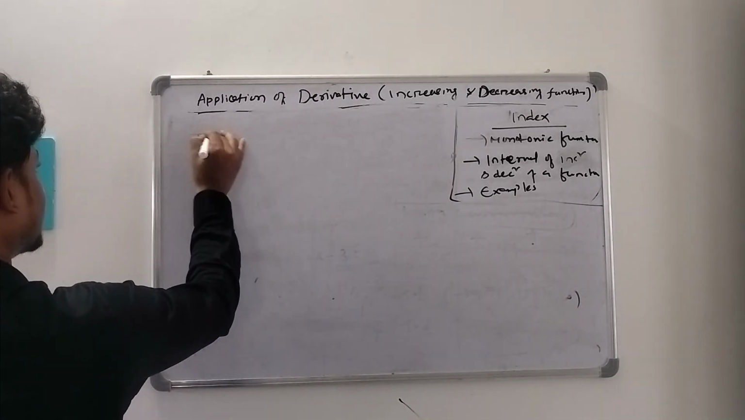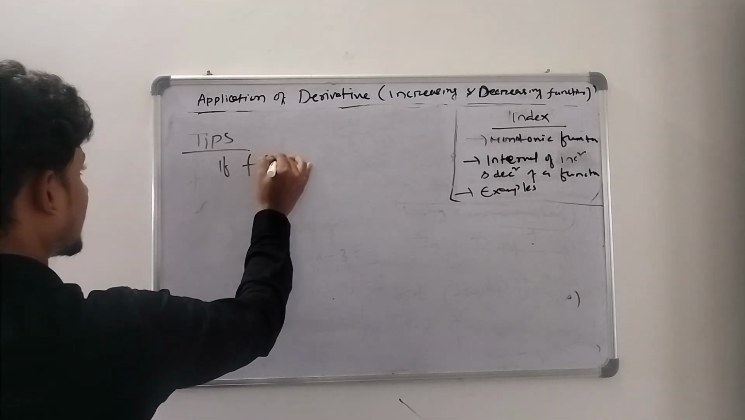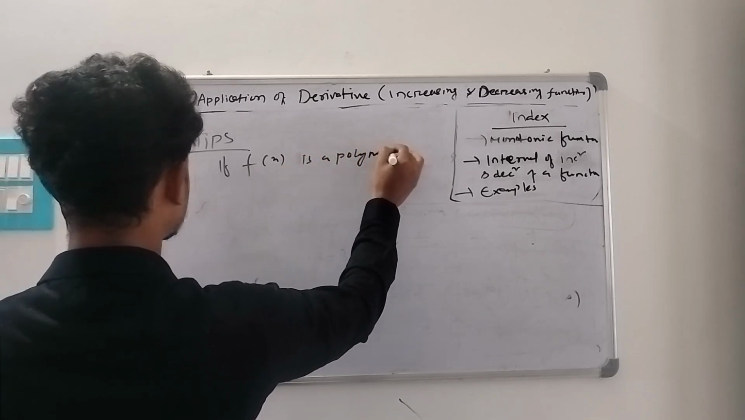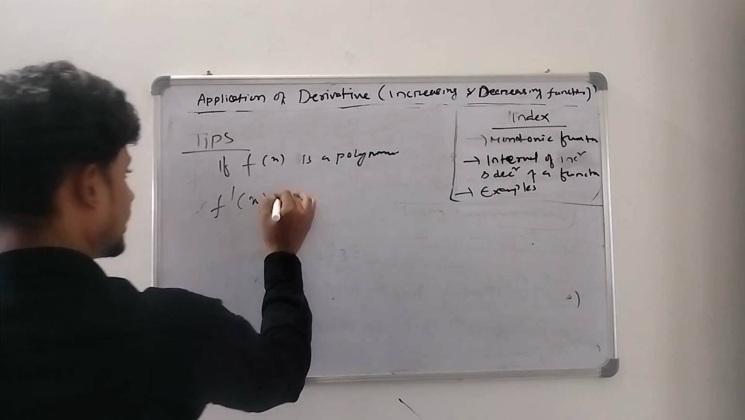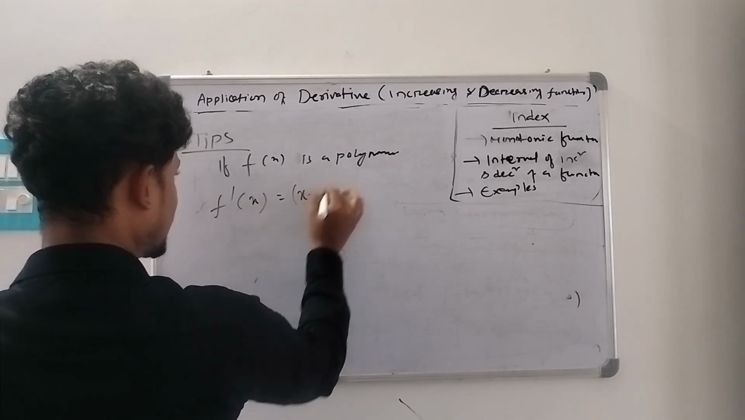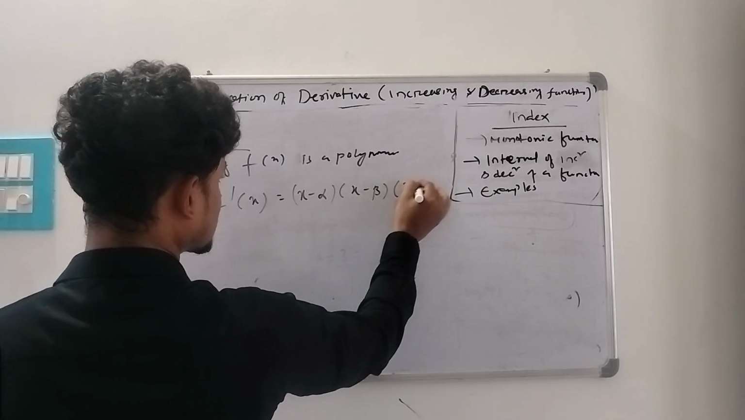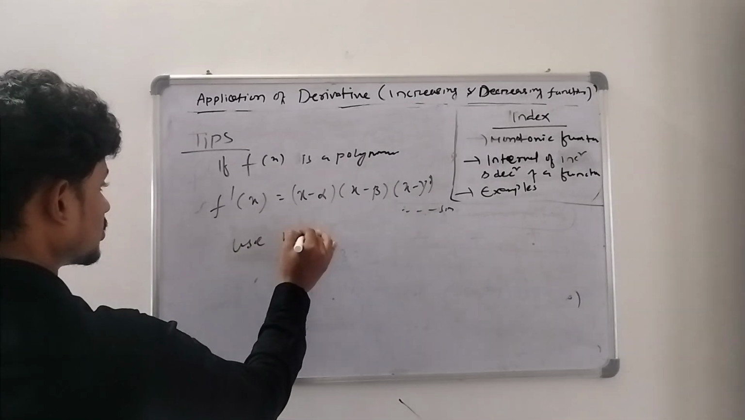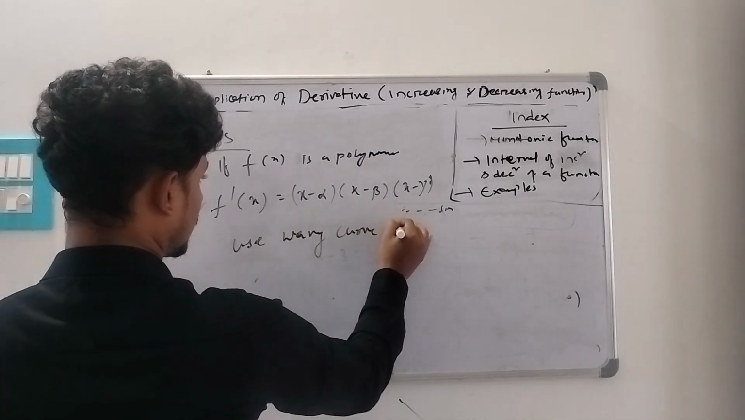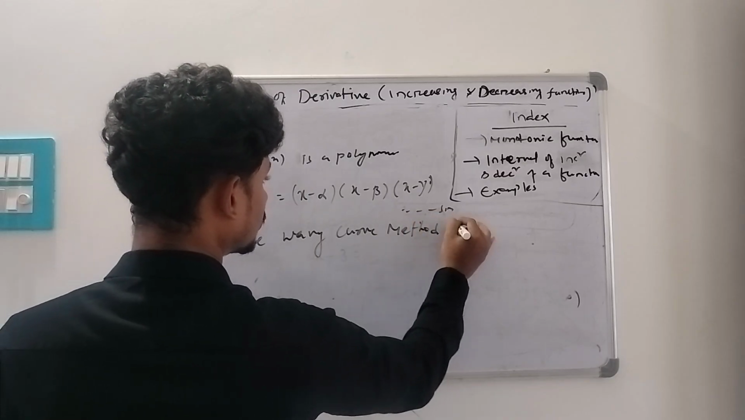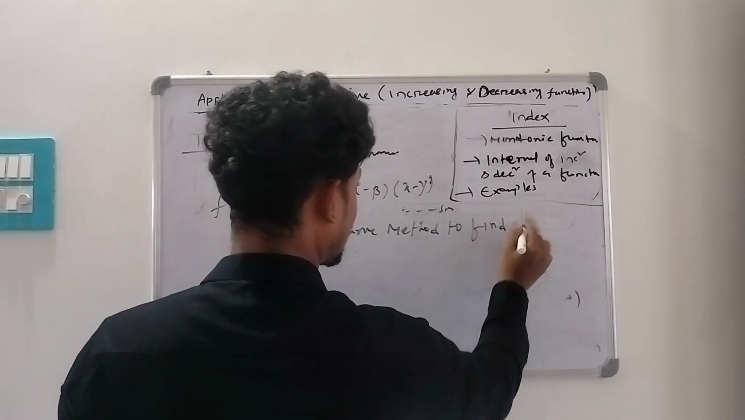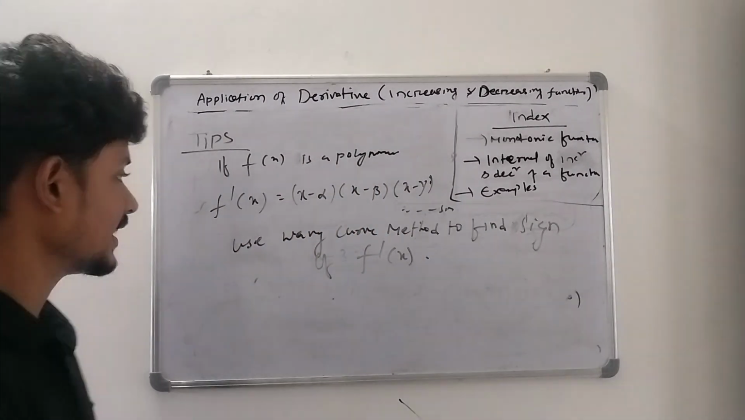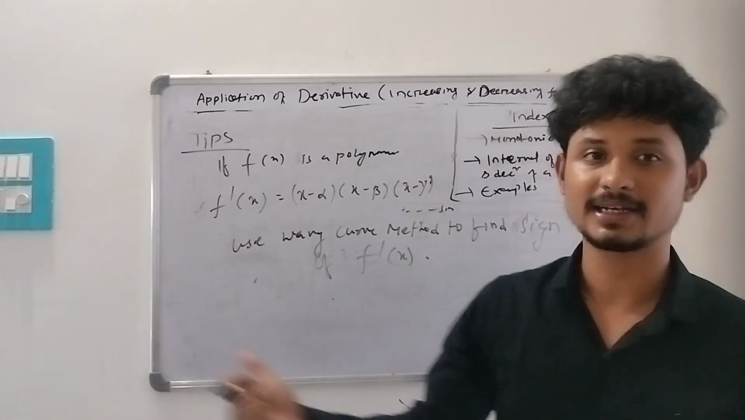So, a tip: if f(x) is a polynomial, and f'(x) equals (x minus alpha)(x minus beta)(x minus gamma), and so on, then use the wavy curve method to find the sign of f'(x), which we can find directly without putting in a point.